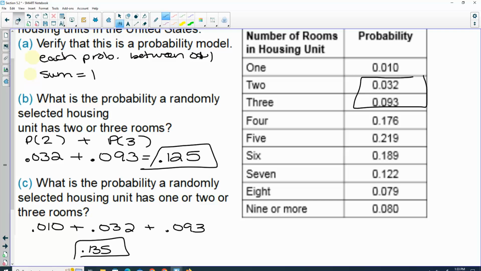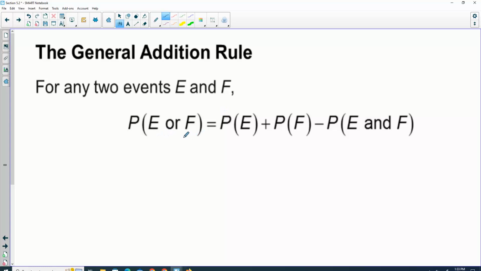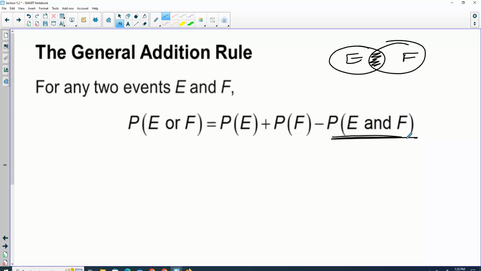So the general addition rule is if these events are not disjoint, so if I'm thinking about, all right, here's E, here's F. If I add up E and I add up F, I've double counted these people in the middle. So I have to subtract off the overlap between the two. So if we do have people that fit into both groups, for our probability, we add them up and subtract the ones we double counted. We subtract that overlap.